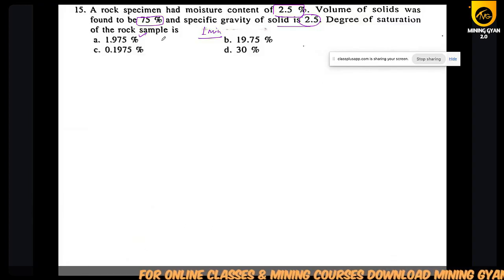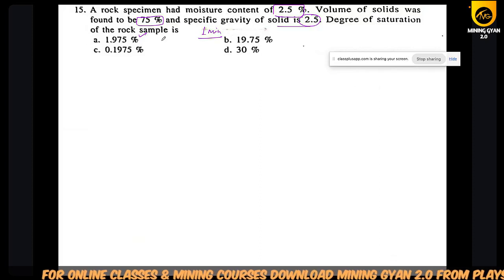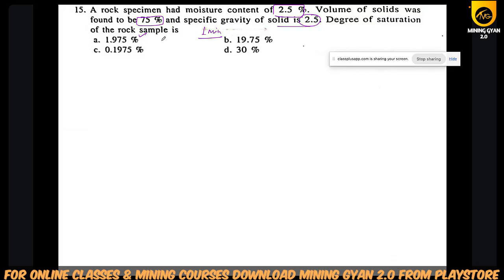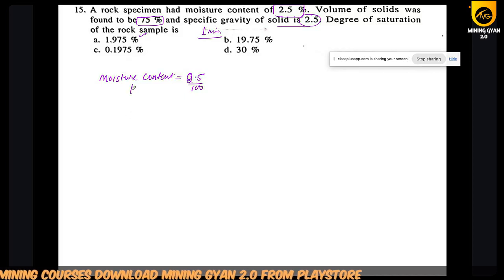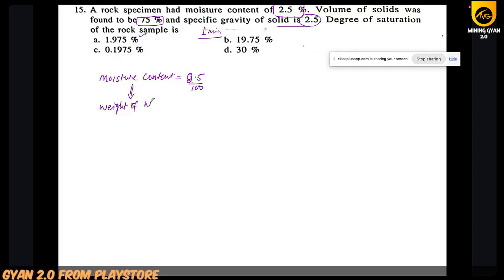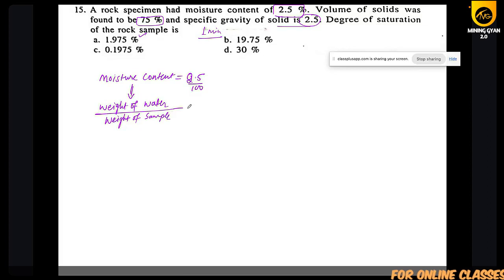We have discussed thermal diffusibility. Now we have to find out the degree of saturation. So you should know the formula of moisture content. They have given us 2.5%, which means divide by 100. Moisture content is the weight of water divided by weight of sample, which should be equal to 0.025.